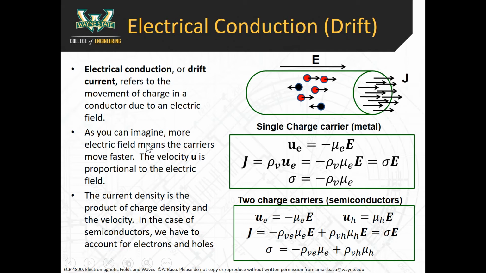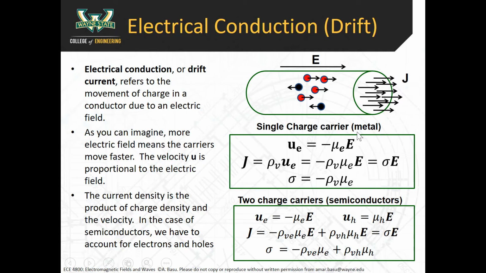So first of all, intuition. As you can imagine, more electric field means the carriers move faster. So if we increase E, these carriers are going to move faster. What's not covered in your Circuits 1 class is how fast those charges are actually moving, like we're talking meters per second. How fast are they actually moving through the material? And it turns out that there's a very nice relationship that describes that.